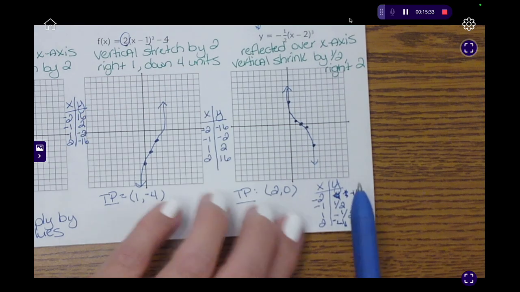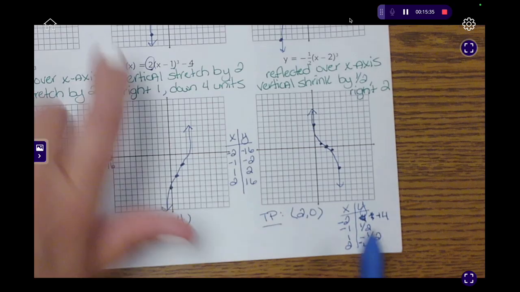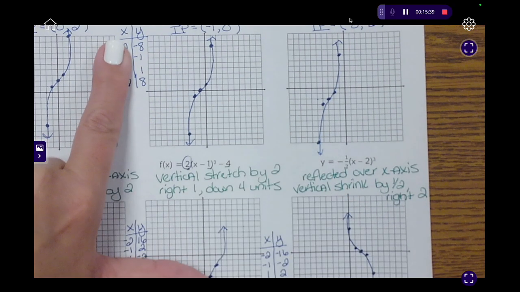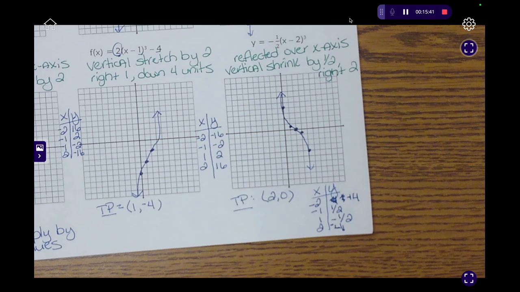So this one, I struggled a little bit. Just remember, I'm taking that original table and I'm multiplying those y values by a -1/2. And that's how we got that reflected graph.